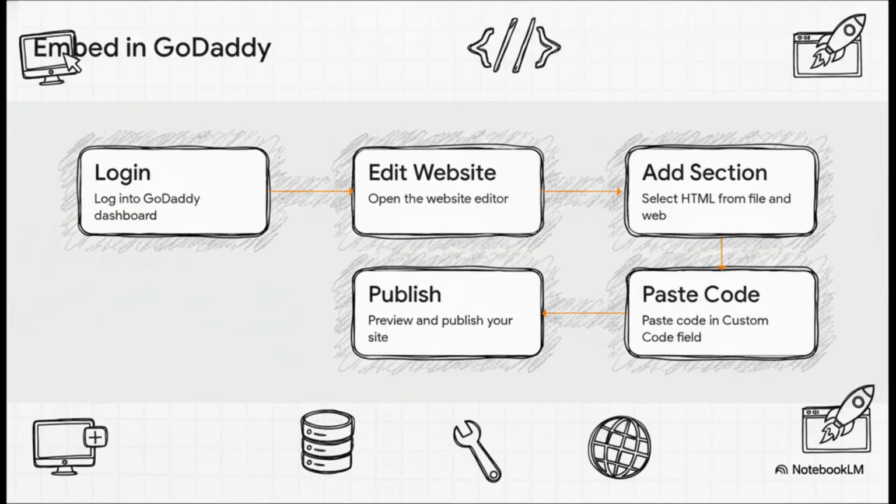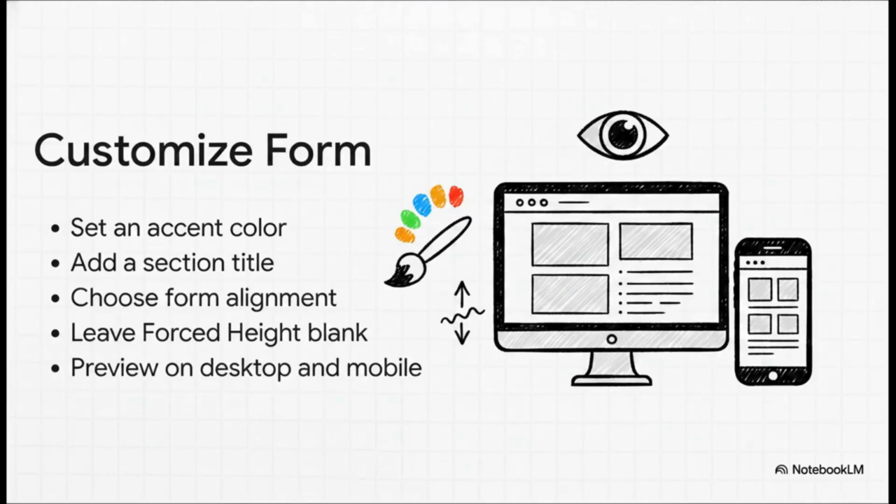Now, a little code editor window pops up on your screen with a field labeled Custom Code. Remember that Google Form code we just copied? Just paste it right into that box. GoDaddy gives you some awesome flexibility here to make this look totally seamless on your site. You can set an accent color so it perfectly matches your brand, add a welcoming section title like Request a Quote, and adjust the alignment.